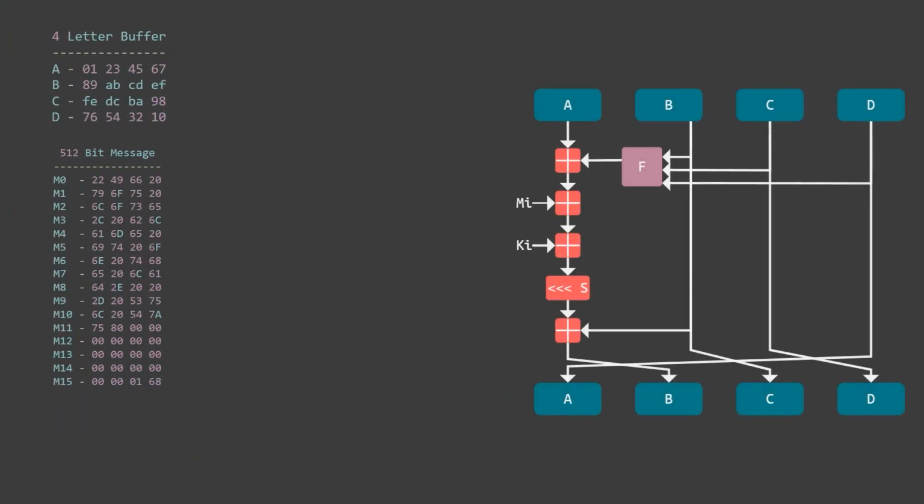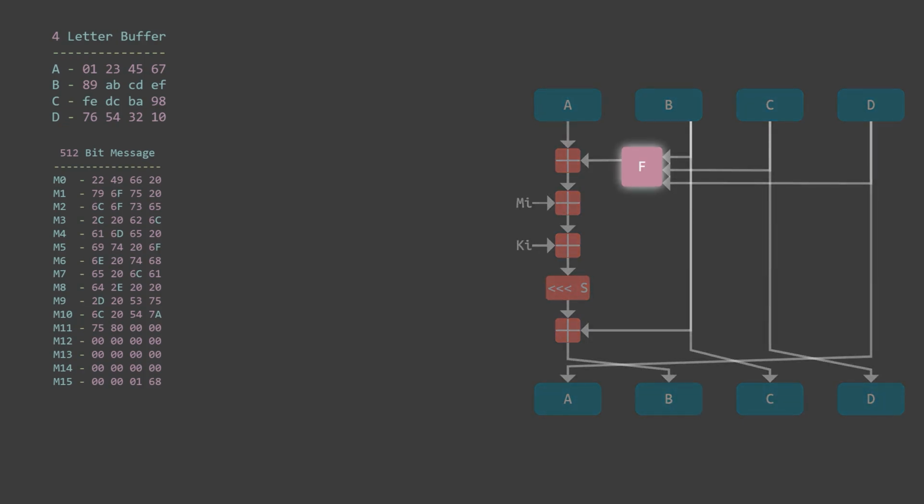Let's put this aside for now and talk about the heart of this whole operation, the F or the function block. The function block is one of the hearts of the algorithm. There are a total of 4 functions in this whole algorithm: F, G, H, and I. Together, this is where the majority of the magic happens. Let me explain. F is a function. It takes B, C, and D as inputs and performs some bitwise operations on them. The operation it performs is this.